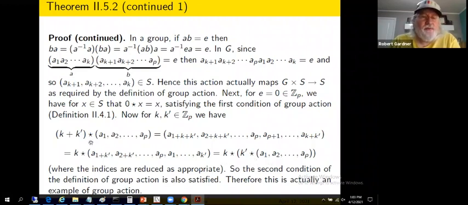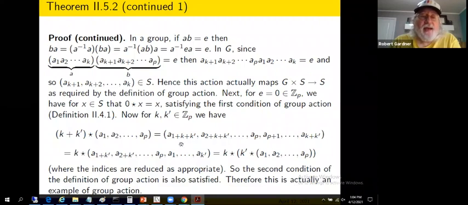Well, this is fairly straightforward. What does K plus K prime do? Well, we'll start at A sub 1 plus K plus K prime, and then get A sub 2 plus K plus K prime, up through the last term, A sub P. Then we'll pick up, actually this should read A sub 1, and we'll pick up A sub 1 through A sub K plus K prime.